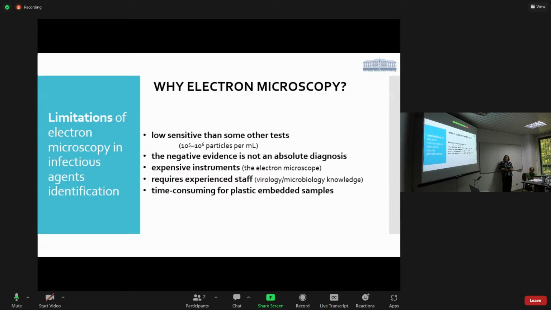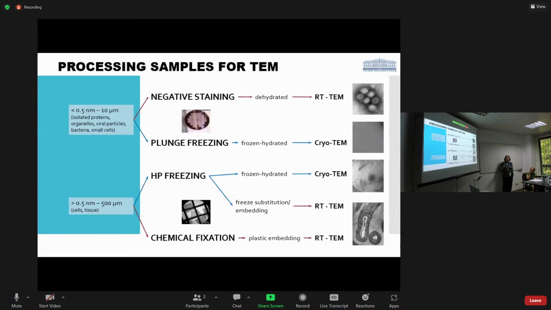And we have some limitations linked with the expensive instrument, which is the electron microscope, and expensive knowledge which is not always available. We need a biologist or microbiologist trained to recognize the pathogens with this kind of technique.